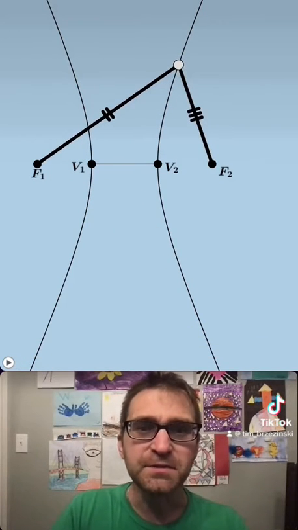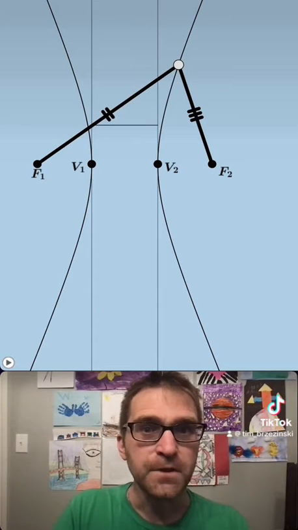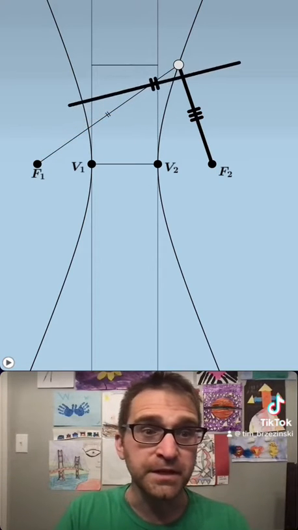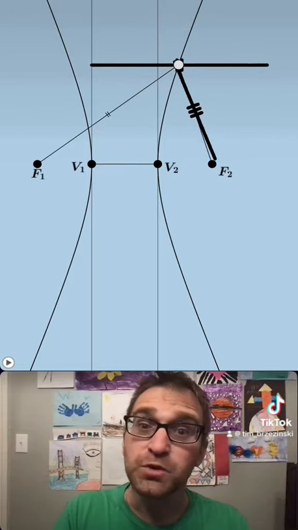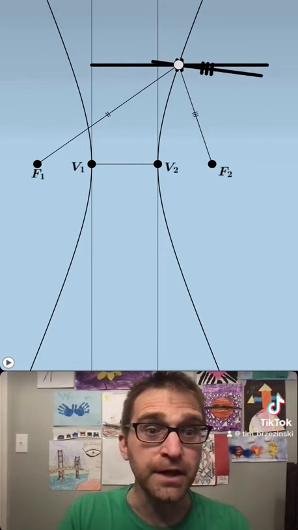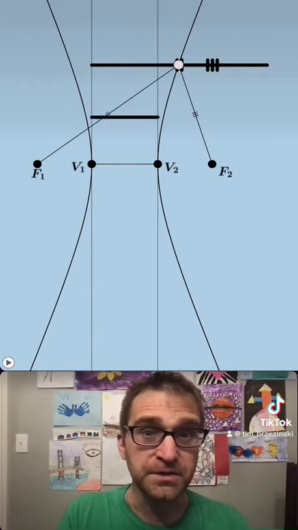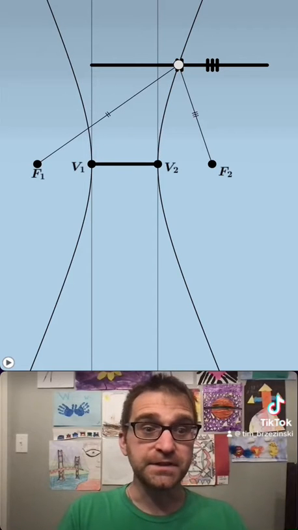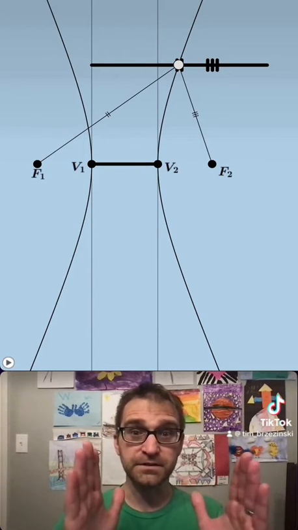Watch this. Let's see what a hyperbola actually is, right? We're going to take the distance from F1 to P like so. We'll put it horizontally right there. We'll take the distance from F2 to P. We'll put it right there. If we subtract those two distances, believe it or not, we'll get the distance between V1 and V2.